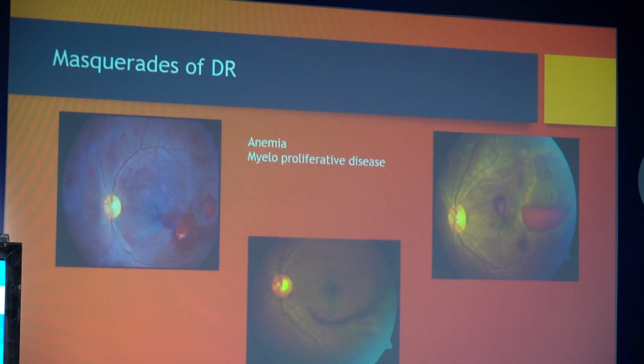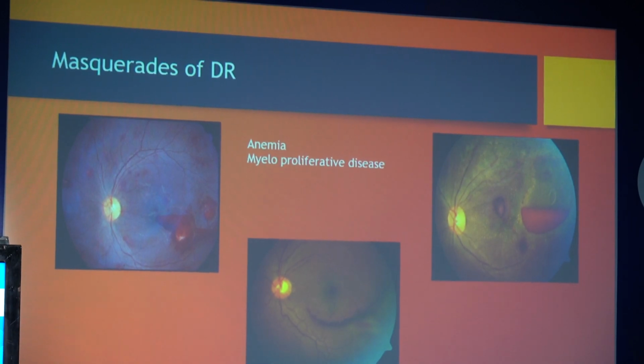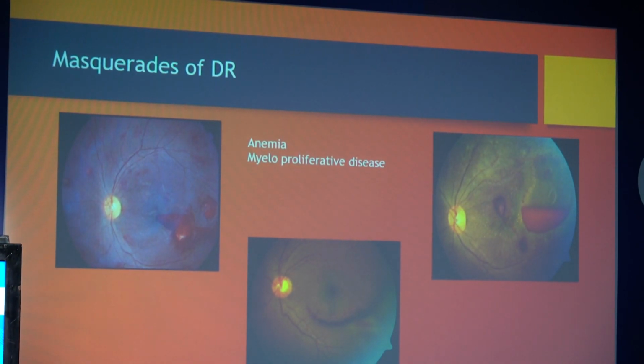Masquerades of DR are another set of causes of vitreous hemorrhage. Anemia, myeloproliferative disease, and so on are very, very common. And like Dr. Viraj mentioned in his talk, we have to evaluate these patients. At least a CBC, a total blood count, helps us a lot in eliminating the likely cause of a myeloproliferative condition.